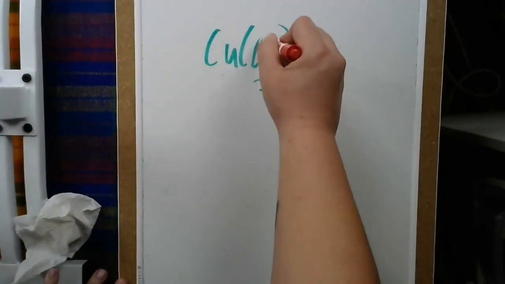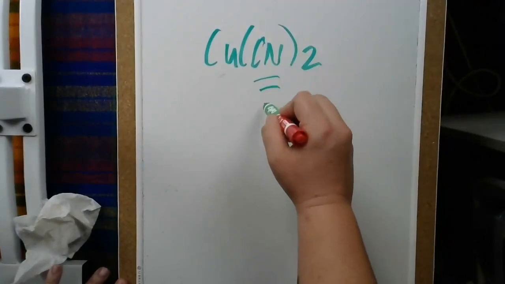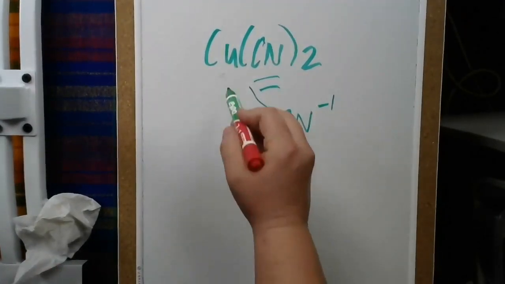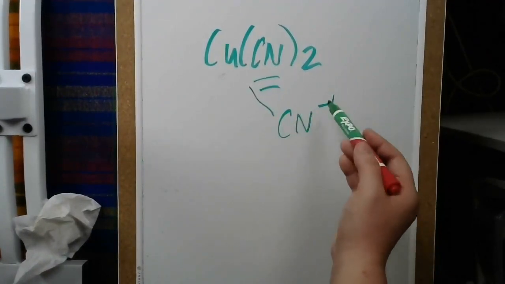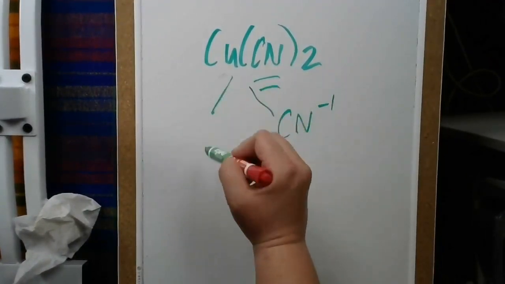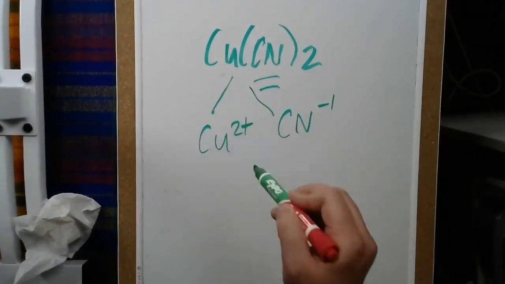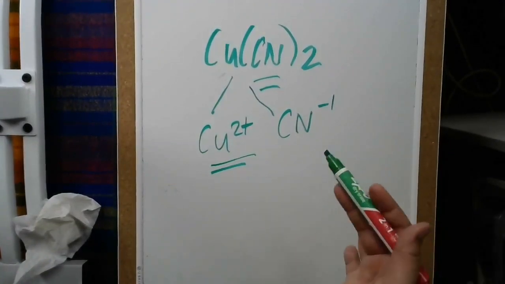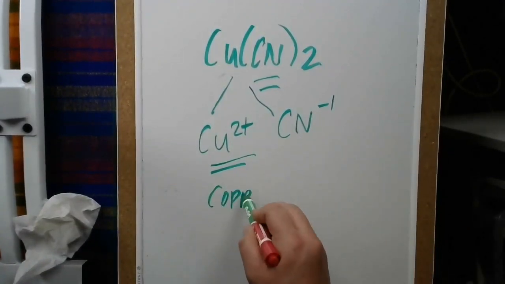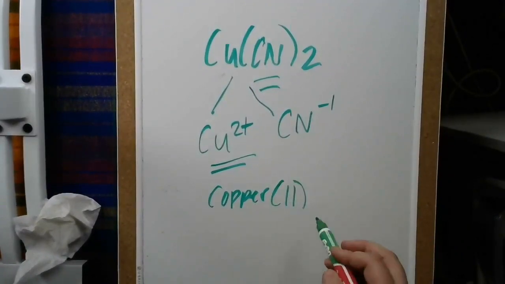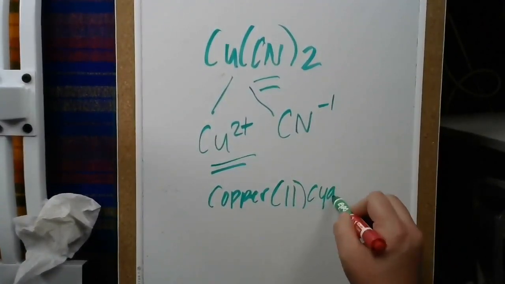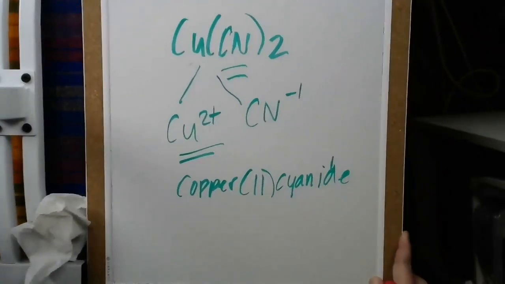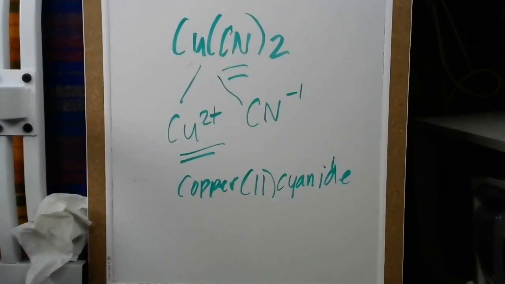Now, the CN you have to know exists as a CN-1, okay? If CN exists as -1 and there are 2 of them, that means that this copper has to be Cu2+. So it's a copper 2. So when you name it, you have to indicate that. So you have to call it copper 2 cyanide.